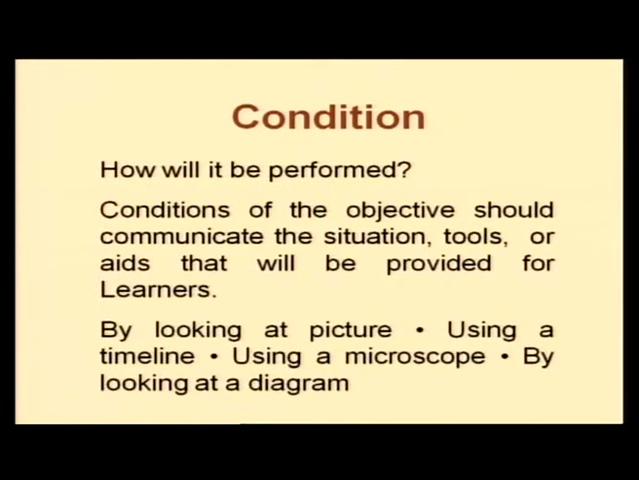The next component we discussed was the condition, how it will be performed. So, conditions of the objective should communicate the situation and the aids that will be provided for the learners. The second important point under condition is, for example, by looking at a picture, using a timeline, using a microscope, or by looking at a diagram.